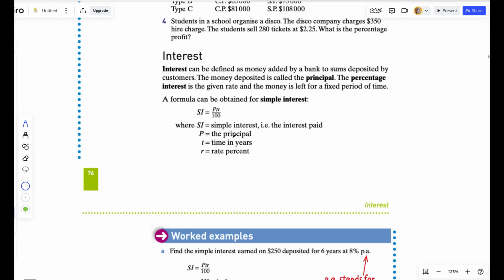Interest is riba, you know, right? So for Muslims, it's riba. They are not allowed to deal in interest. But the conventional banking system and the conventional financial institutions deal in interest. So we just study it to have the knowledge of what it is and how it is calculated. First of all, we define interest as the money added by the bank to the sum of money that you give to them, the money you deposit.